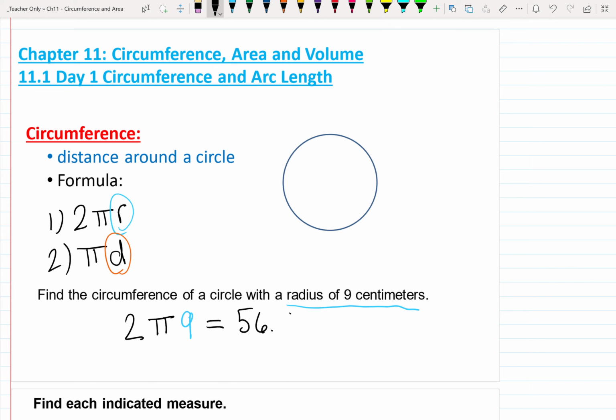When I plug that in, today we're going to round two numbers after the decimal place. That's what your Big Ideas assignment is going to ask you to do. So this is 56.55 centimeters. And it's just centimeters. Circumference is just an extension of perimeter, so it would not be squared. That would be area, which we'll do later in this chapter.